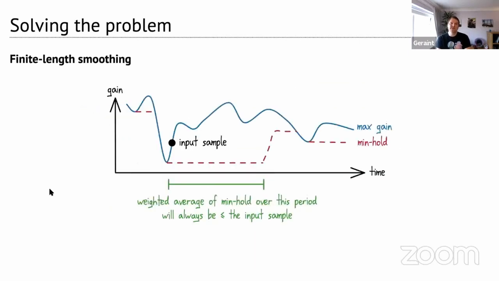And the next stage is we're going to smooth out this moving minimum. So you've got these sharp jumps here at the beginning and the end. If you take a finite length, any kind of weighted average across this period, then hopefully you can see that if the average is limited to this range here, then the weighted average will also be below that peak.